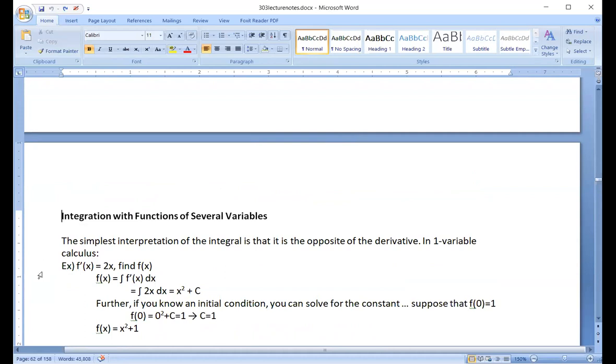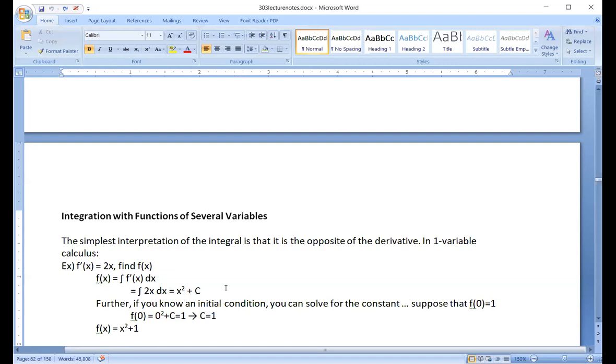For y equals f of x, for example, if you know that f prime of x equals 2x, you can say find f of x. And then f of x is just the integral of f prime. So in this case, it is the integral of 2x dx, and that gives you x squared plus c. And then if you know an initial condition, you can solve for that constant.